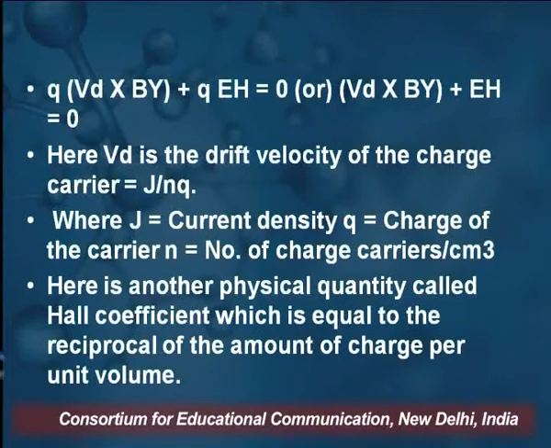Now from this equation we know that Q VD cross BY plus Q EH is equal to 0, or VD into BY plus EH is equal to 0, where VD is the drift velocity of the charge carrier, equal to J by NQ, where J is the current density, Q is the charge of the carriers, and N is the number of charge carriers per centimeter cube. Another physical quantity, RH, is called the Hall coefficient, which is equal to the reciprocal of the amount of charge per unit volume, that is RH is equal to 1 by NE.